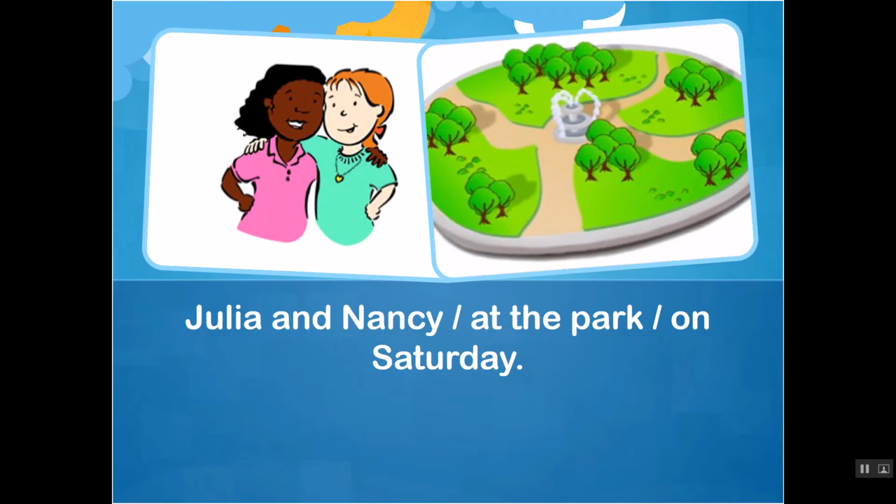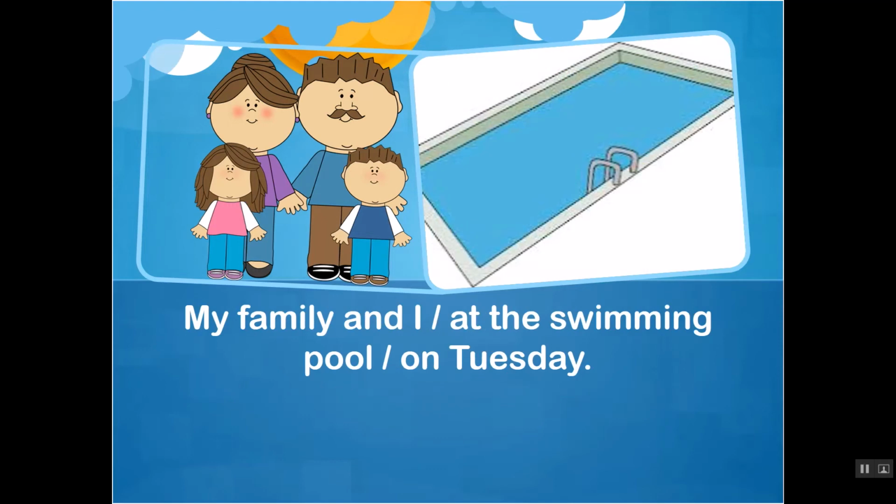Julia and Nancy blank at the park on Saturday. So for Julia and Nancy, are you going to use was or were? Julia and Nancy weren't at the park on Saturday. My family and I blank at the swimming pool on Tuesday. My family and I weren't at the swimming pool on Tuesday.